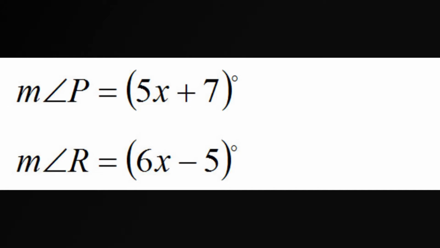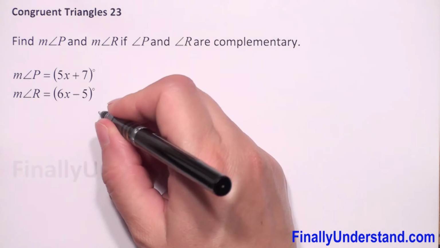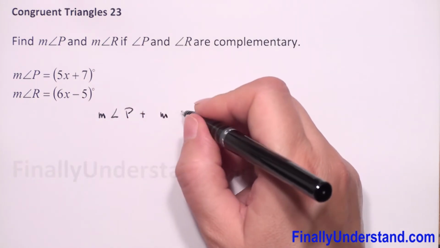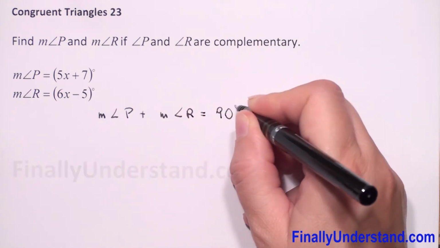Find the measure of angle P and measure of angle R if angle P and angle R are complementary angles. We know that the angles are complementary angles if the sum of their measures is 90 degrees. So we can write the equation that measure of angle P plus measure of angle R is 90 degrees.